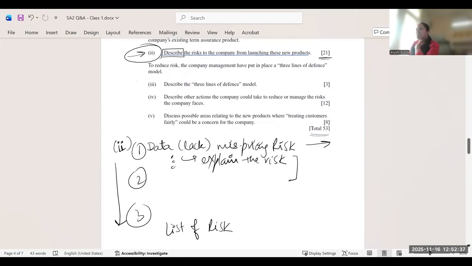Now we had this idea that mispricing risk arises where there is lack of data. So now we need to apply it. We had two products in the question, ACI and SCI. Until we apply it to these, we are not going to get good marks because it is then a general checklist type of answer. Yes or no?